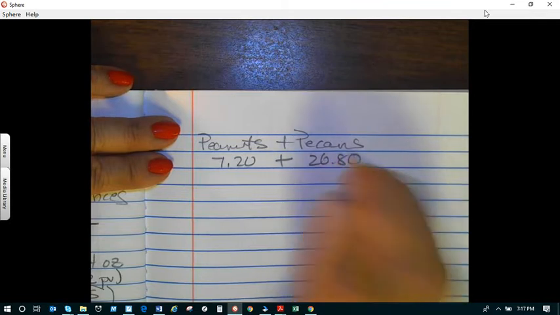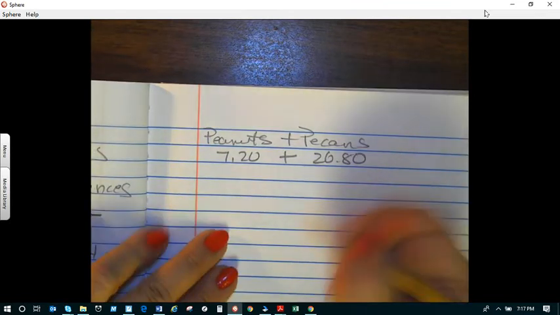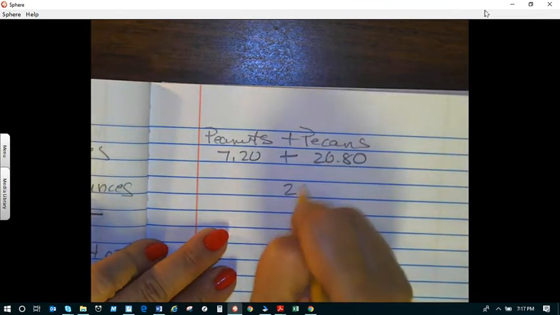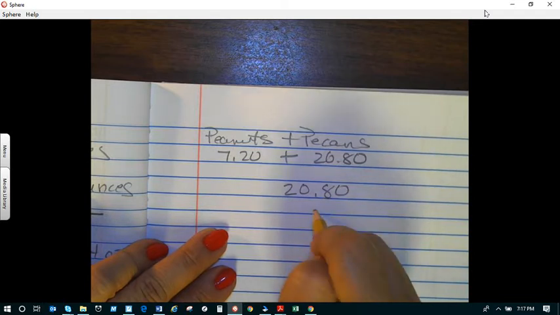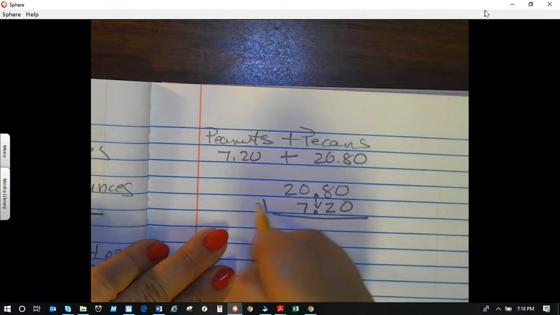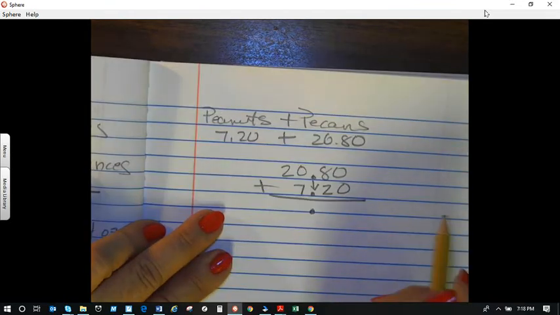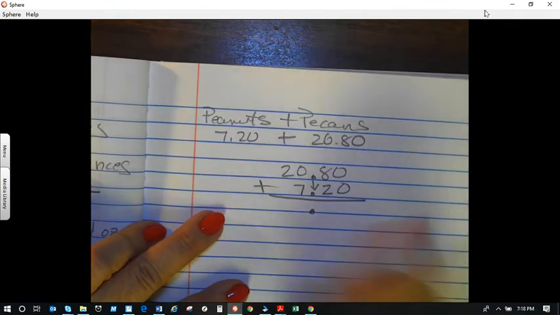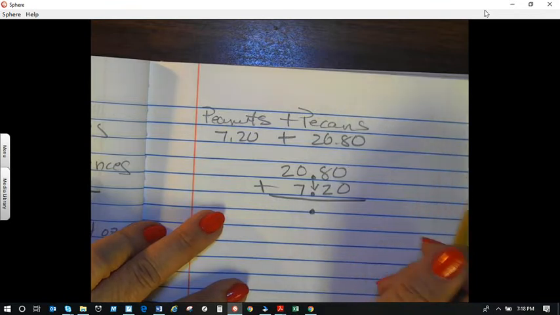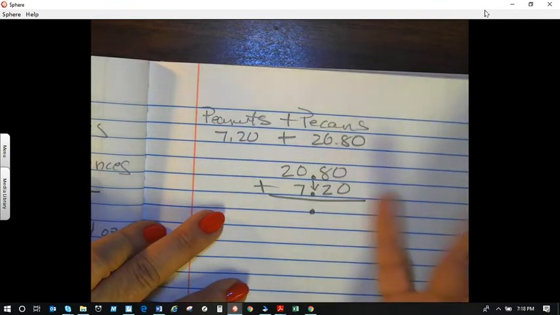$20.80. If you can't do it this way, line up your decimals. $20.80 plus $7.20. Do you see how I put my decimal right there? I'm lining them up. On the benchmark, a lot of you could not line up your decimals, and so your answer was wrong. I cannot let you know to line up your decimals. You have to know that.